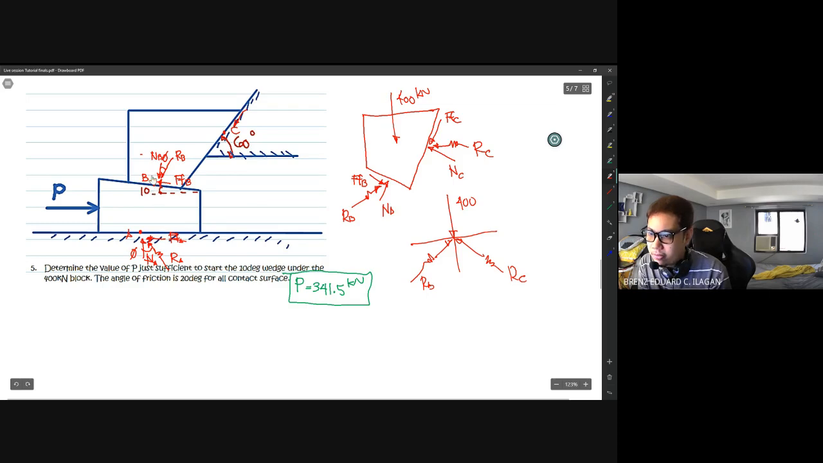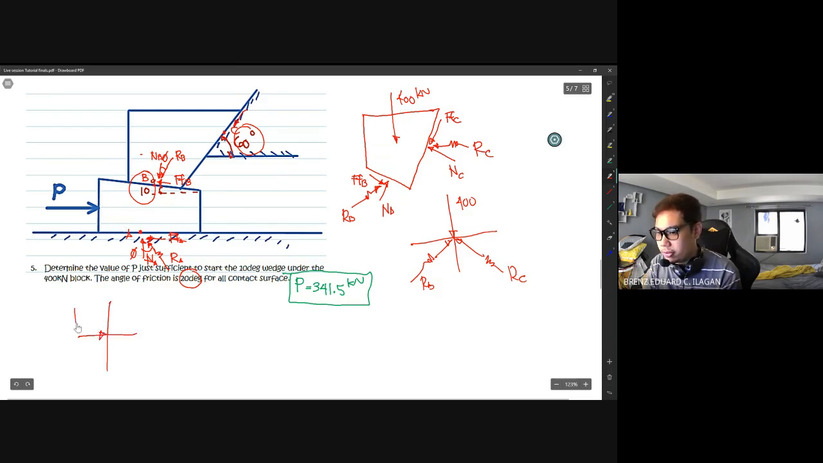So, take note of this 10 degrees and 60 degrees. They will have an effect, and at the same time, the angle of friction. Because your R is the inclination with respect to the normal force. So, after you get RB and RC, go down to the lower block, and then do the same again. You will draw a free body diagram. So, what happens at the lower block?